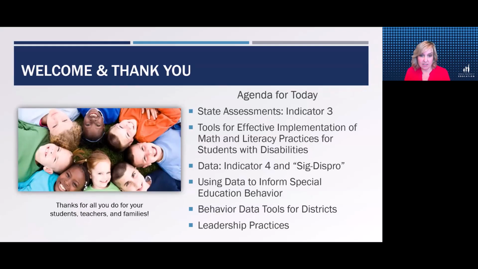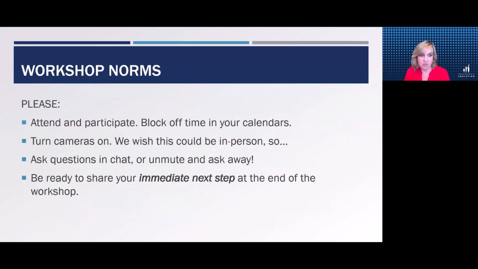Brinley, if you want to do the next slide, I'll do norms and then I'll do introduction. So our workshop norms today, we want you to attend and participate. We do have some opportunities for you all to respond today and block off this time in your calendars. If at all possible, have your cameras on. We wish we could be in person. However, the best way to get you all in a meeting at one time is online often.